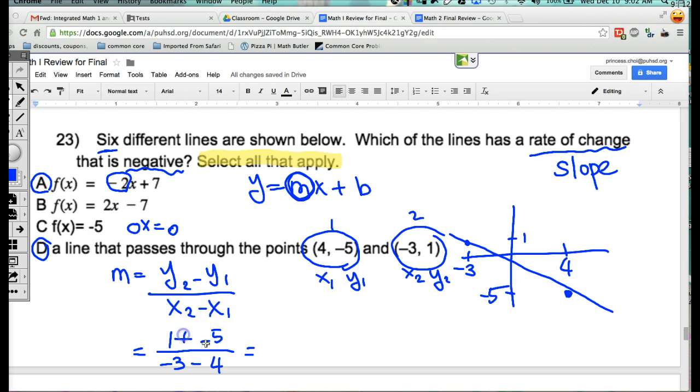2 negatives make a positive. So 1 plus 5 is 6. And when you add 2 negative numbers, you add the 2 numbers. 3 plus 4 is 7. And then you keep the symbol negative. So 6 over negative 7 is obviously negative 6 over 7. And that's why you know that the slope is negative.